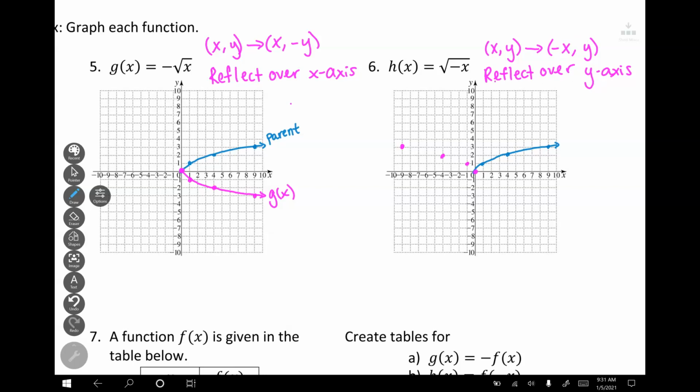I'm multiplying my x values by -1. Or if you just want to think of it as it needs to reflect over the y-axis, you can count from the point to the y-axis and then count that many to the other side of the y-axis. That's how reflections work. Okay, so there is h of x, and I want to label this one parent.